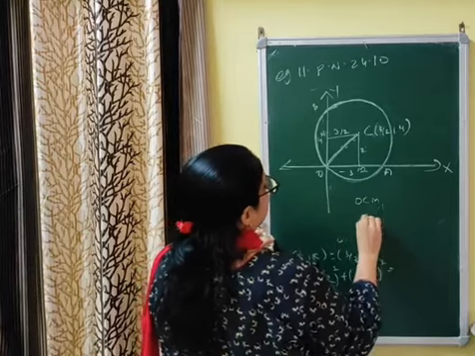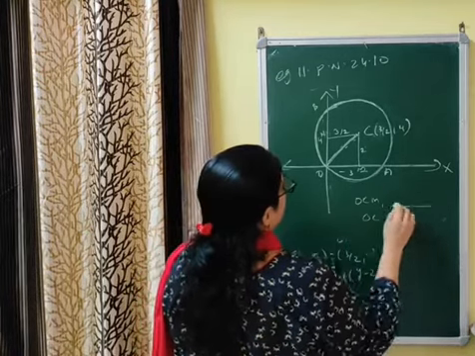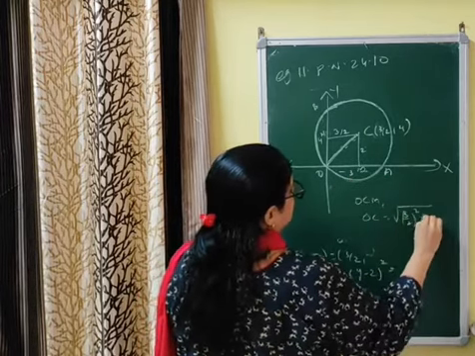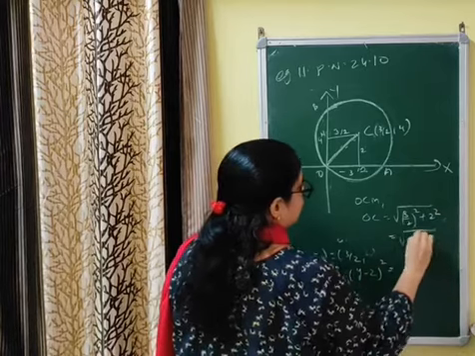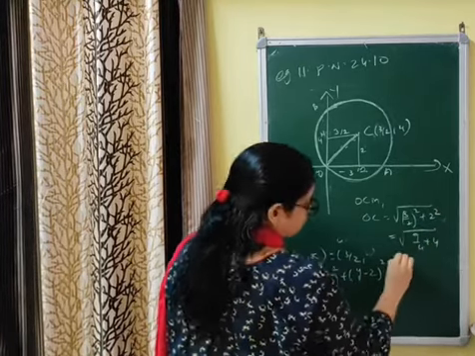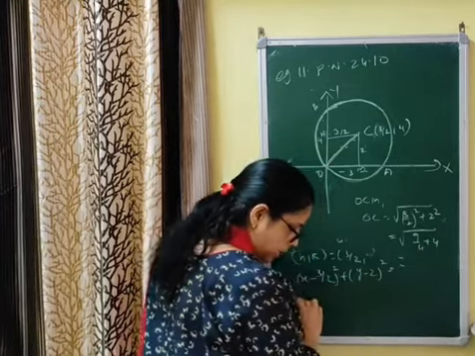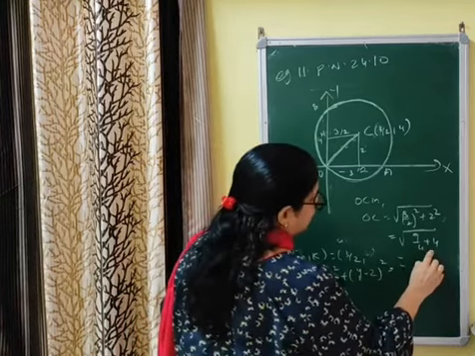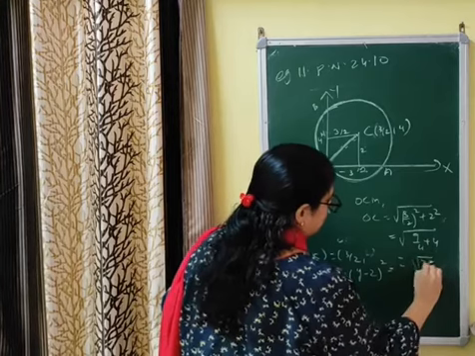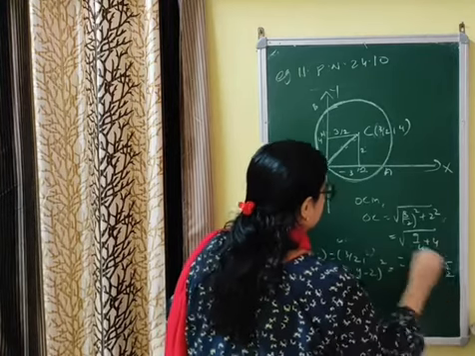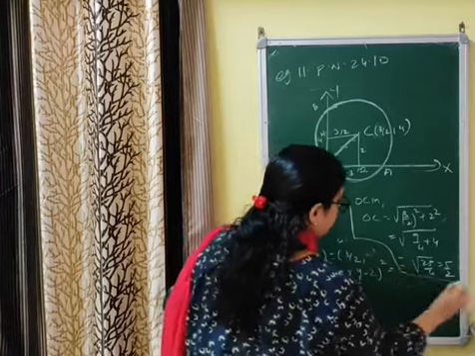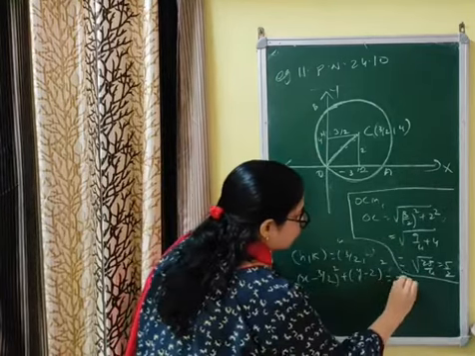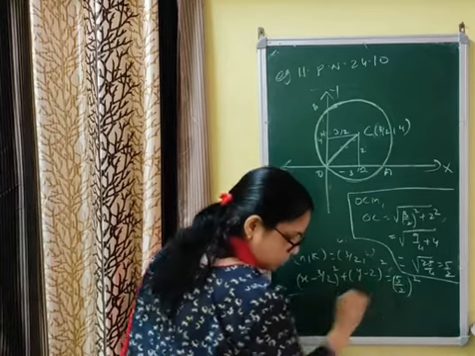OCM, by Pythagoras theorem, OC is equal to under root of 3 by 2 square plus 2 square, that is under root of 9 by 4 plus 4. You solve it, you will get 9 plus 16 by 4, that is root of 25 by 4, that is 5 by 2. This is the radius. This is the procedure of finding the radius by using Pythagoras theorem. So it is x minus 3 by 2 whole square plus y minus 2 whole square equal to 5 by 2 whole square.